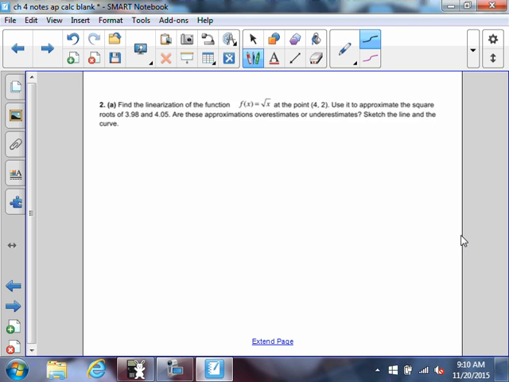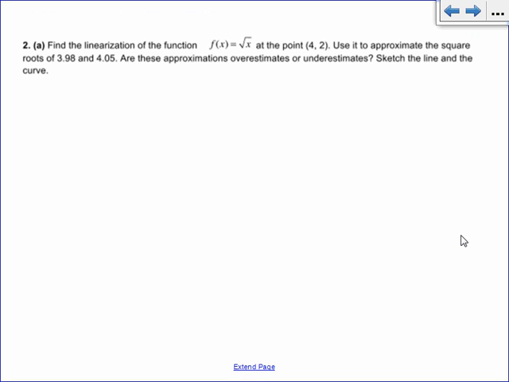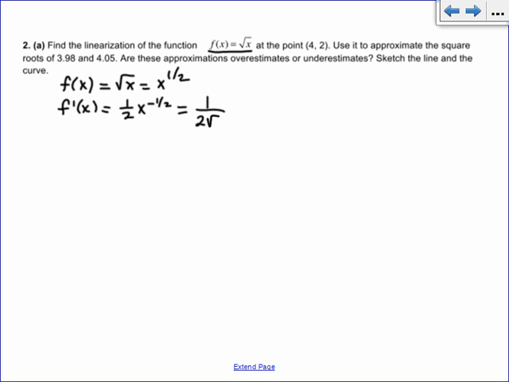All right, so let's try another one. It says, find the linearization of the function f of x equals the square root of x at the point 4, 2. Use it to approximate the square roots of 3.98 and 4.05. Are these approximations overestimates or underestimates? Okay, so our function is f of x equals the square root of x, which is x to the 1/2. So when I take the derivative, I get 1/2 x to the negative 1/2, which is the same as 1 over 2 root x. So many of you guys would be able to just jump to that, right?